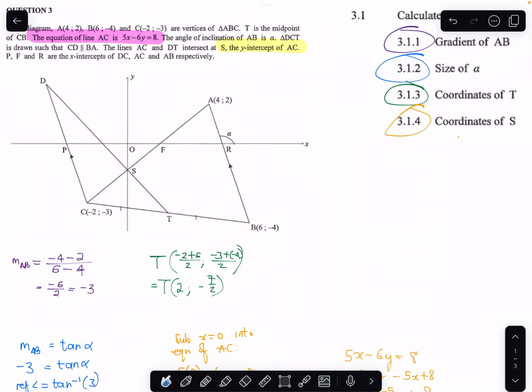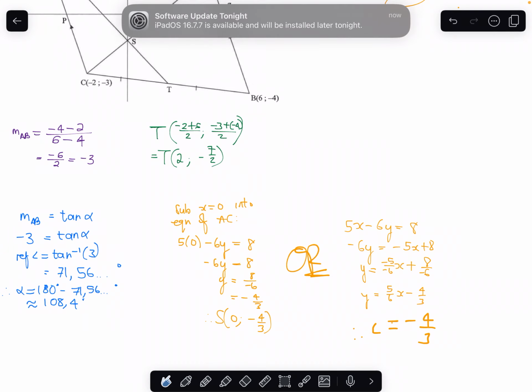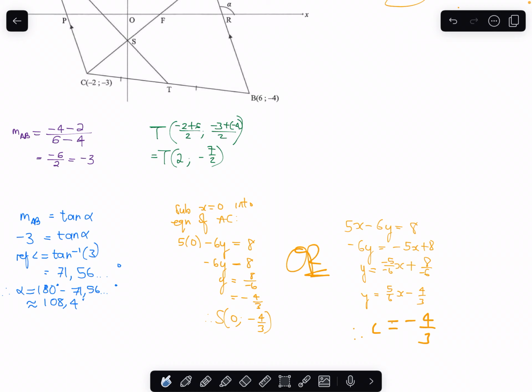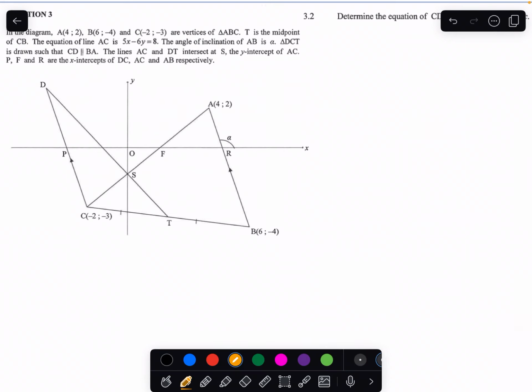Okay, right, let's double check answers. Love me some certainty, love it. So we have minus 3 for our first answer, 108.4 degrees to 1 decimal place, and negative 7 over 2 for the coordinates of T, and the coordinates of S are 0 and negative 4 over 3. Perfecto. So we now proceed to the next question with knowledge.